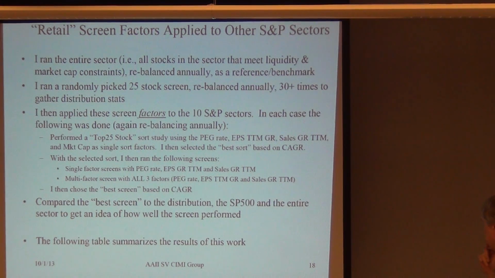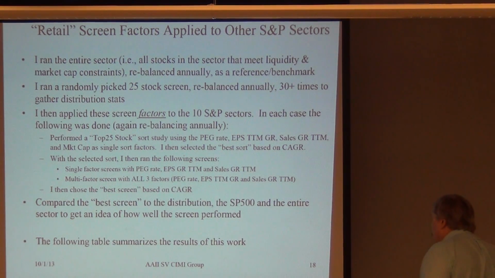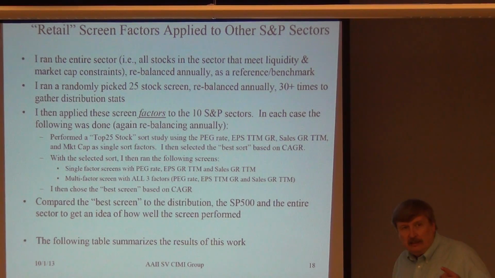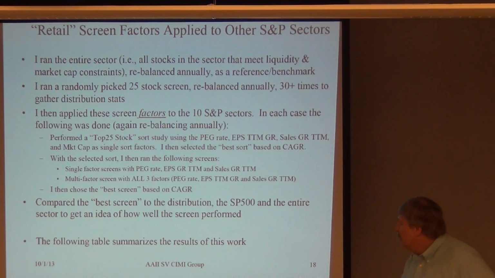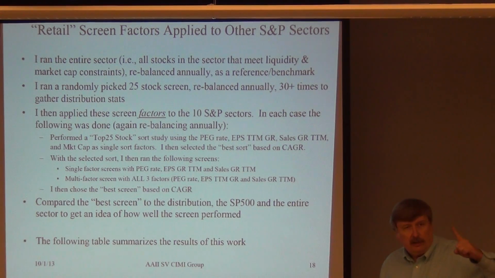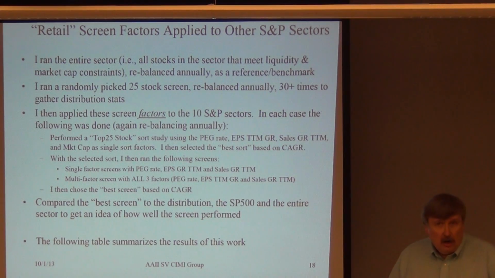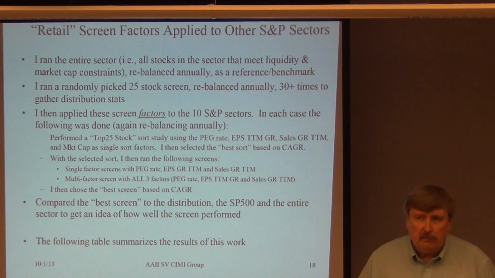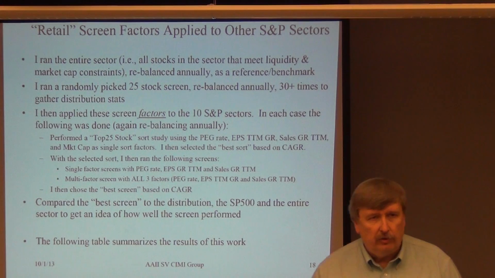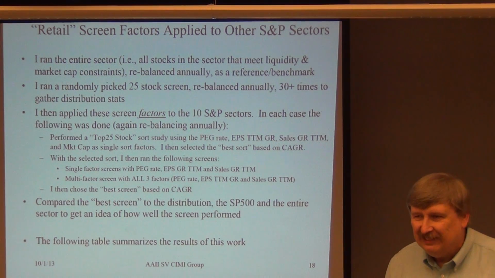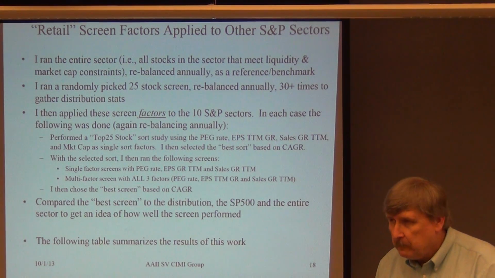And how I did that is I first started with a sort. Didn't screen anything other than liquidity. I just sorted all the remaining stocks by first the PEG rate, and I sorted it by the EPS trailing 12-month growth rate, then the sales growth rate trailing 12-month, and also market cap. Okay, so the whole screen is to make sure it's liquid, and then a sort, and you're done. There is no screen other than the sort, if you will.